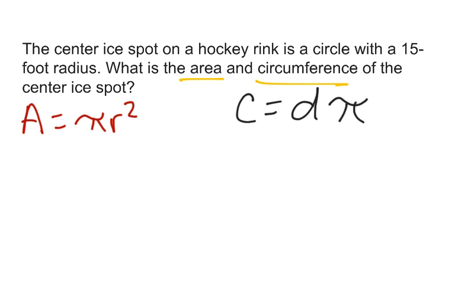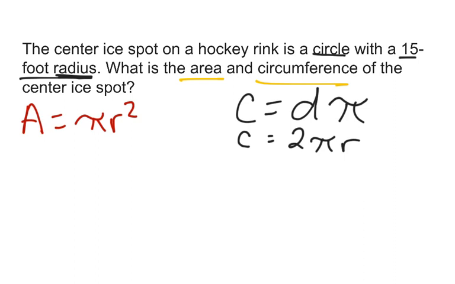Now, when looking at this question, we can see it says the center ice spot on a hockey rink is a circle with a 15-foot radius. Radius, not diameter, but radius. What is the area and circumference of the center ice spot? Well, we know the alternate formula for circumference is 2 times pi times r, 2 pi r, when we have the radius. So in this problem, we can do each step one at a time.